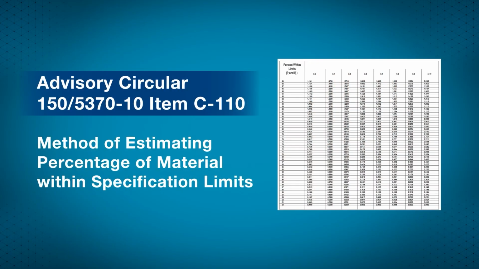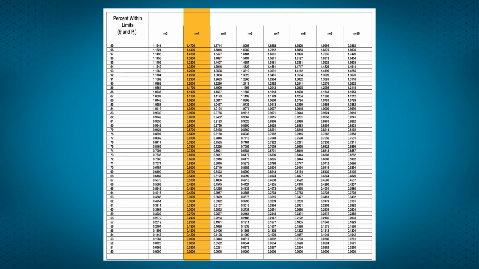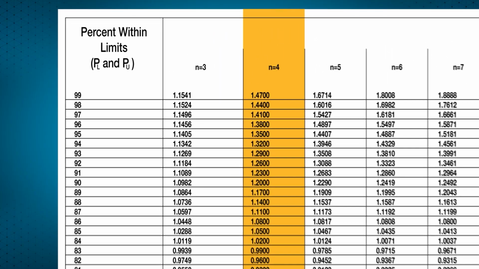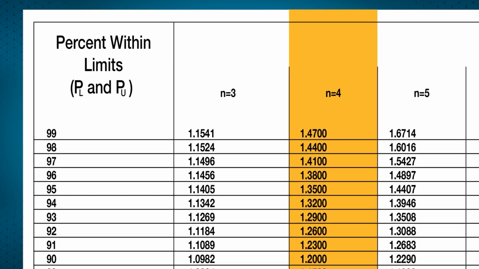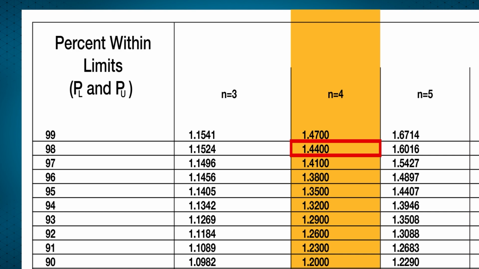The final step is to locate the PWL in Table 1 of the specification Item C-110, Method of Estimating Percentage of Material Within Specification Limits. Identify the column corresponding to the number of core samples collected. Next, locate the smallest number in the column that exceeds the quality index. In this case, 1.4400 is the smallest number in the column for N=4 that is greater than 1.4348. Follow the row to the left column to find the PWL. The PWL, for our example, is 98.